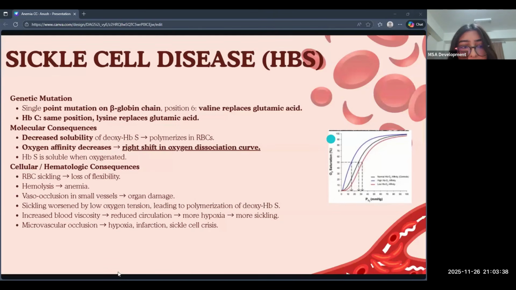Now, one thing I want you to remember is that there can be microvascular occlusion as well. So small occlusive crisis, basically. And that can cause hypoxia, infarction, and sickle cell crisis. Now, sickle cell disease or sickle cell anemia is prevalent in African people. So whether that be African Americans or West Africans.